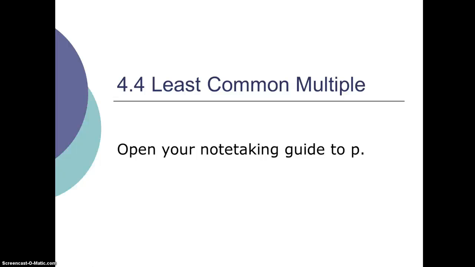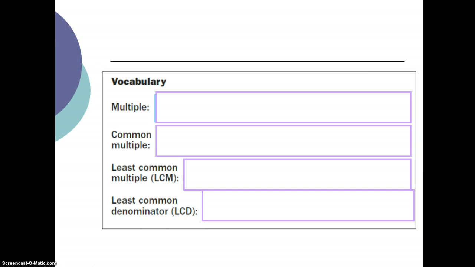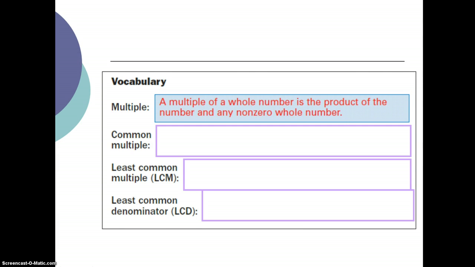Lesson 4.4, least common multiple. A multiple is the product of a number and any non-zero whole number. An example of this is, let's say, 2 and 4.